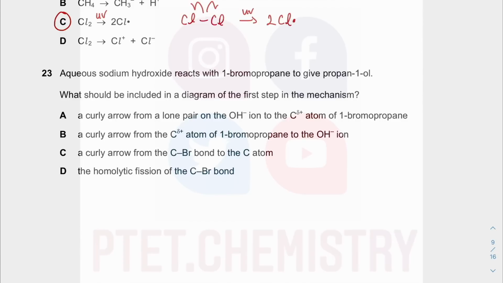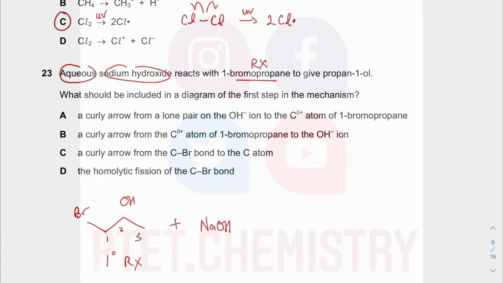23. So you have aqueous sodium hydroxide. You react it with a halogenoalkane. So this is 1-bromopropane, so it's just 3 carbons. And then you have bromine. This is a primary halogenoalkane because the carbon with the halogen is bonded to one other carbon. You react it with the NaOH. So the OH minus attacks the delta plus carbon and then kicks out the delta minus bromine, and then you will get that and you will get NaBr.